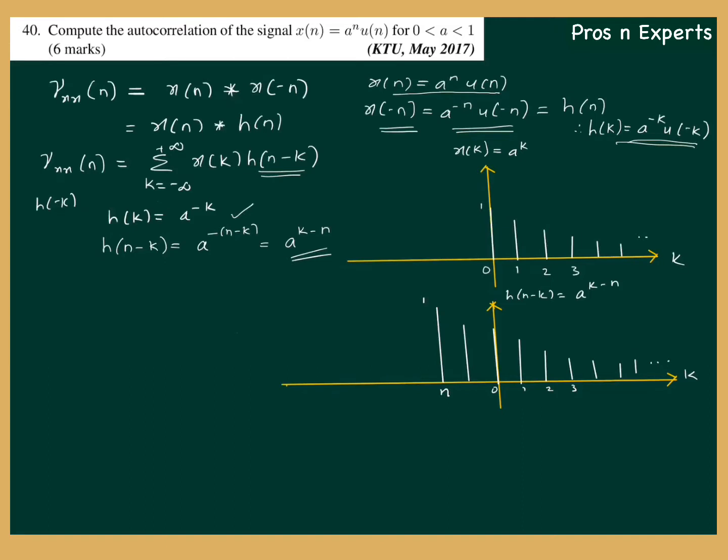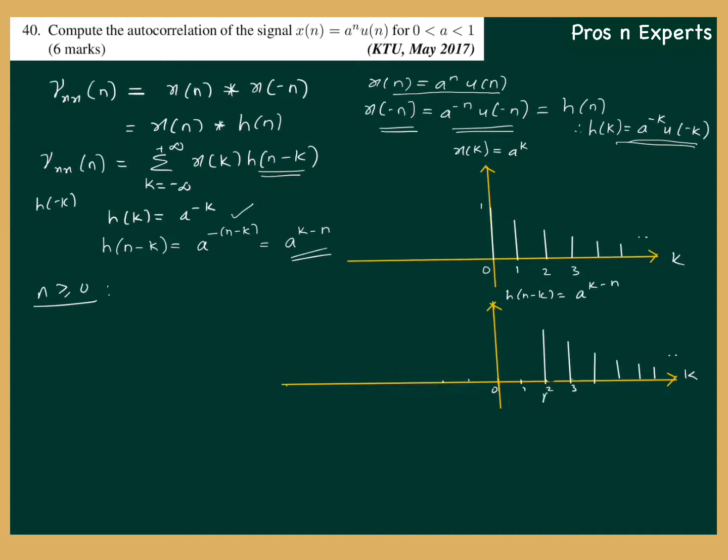Now what is the next condition? To evaluate the output, we increase n. Initially n was taken very negative, so it came somewhere here. Now we are increasing n. When this n crosses 0, the output condition is changed. So n is greater than 0, anywhere on the k axis but greater than 0. So the next condition is n greater than or equal to 0. All right, so this is h of n minus k for n greater than 0.